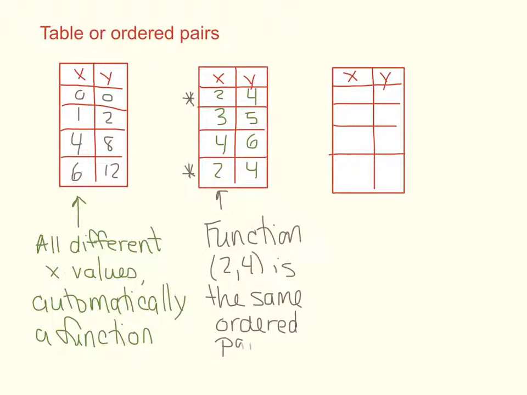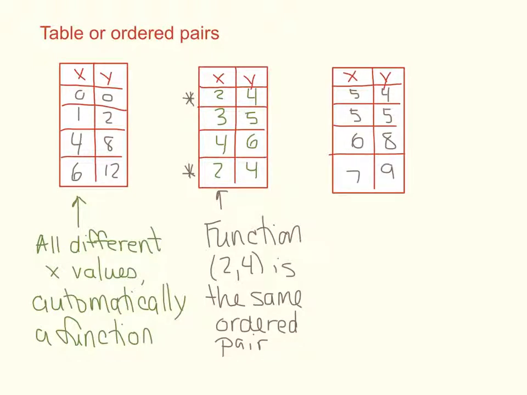Okay, so then we're going to take a look at one more. So if I look at this, I'm going to have 5, 4. I'm going to have 5, 5. We're going to have 6, 8. And we have 7, 9.